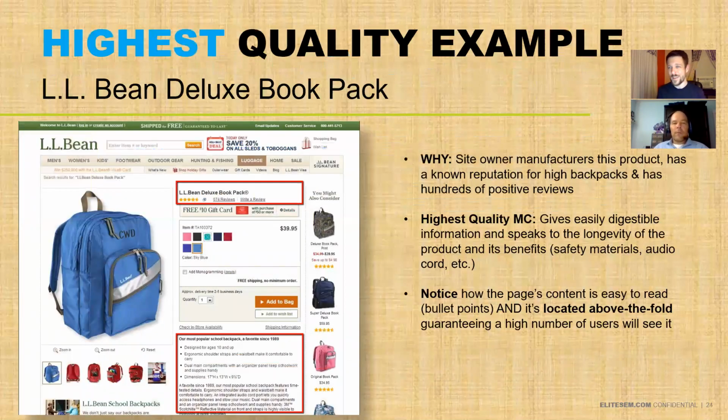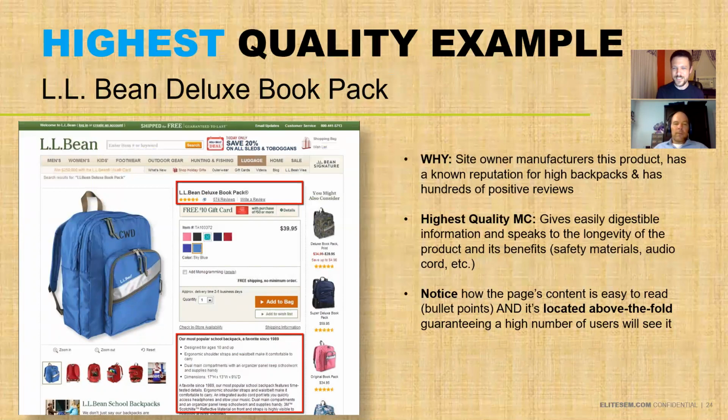So this is LL Bean again. Shock. This is their deluxe book pack page. This is what Google calls out as the highest quality for shopping. Why? So the site owns the manufacturing process of this product. Nobody else makes this. This is LL Bean's proprietary product. It has the highest quality main content because it gives the manufacturer, that is also the site owner's, product specifications.